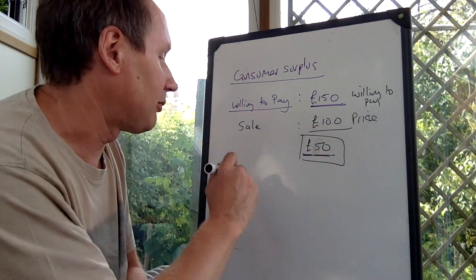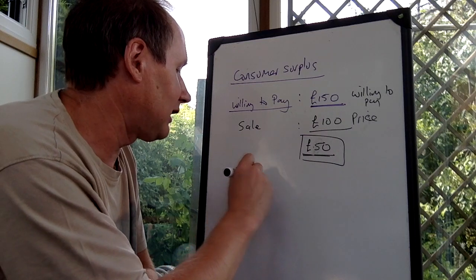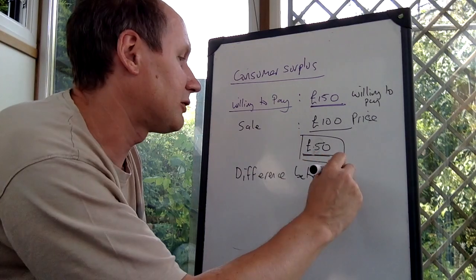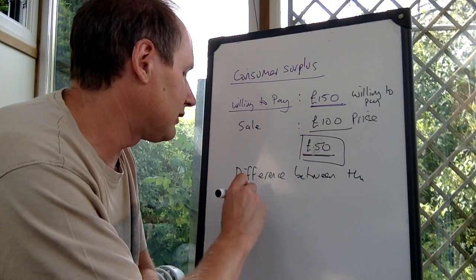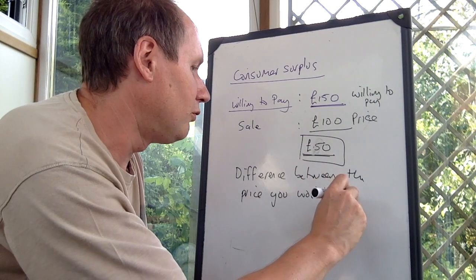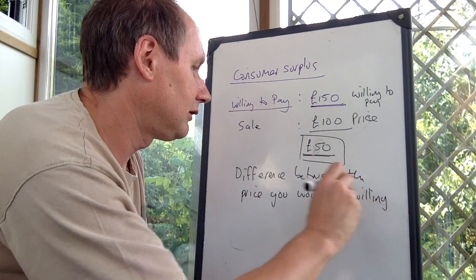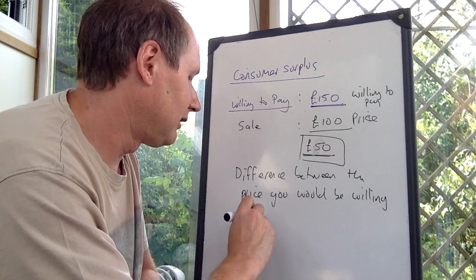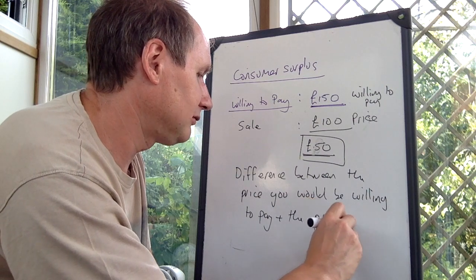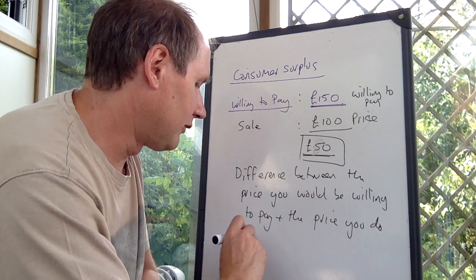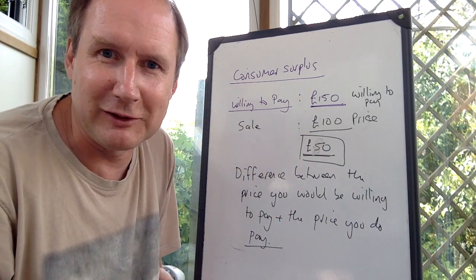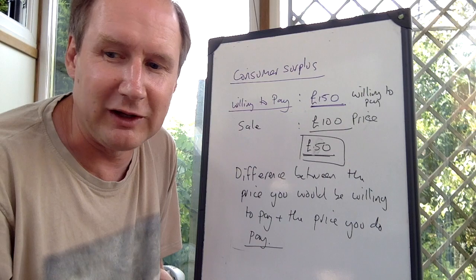And that's consumer surplus. Consumer surplus is defined as the difference between the price you would be willing to pay, so it's what you would have paid, and the price that you do pay. And obviously, consumer surplus is generally unlikely to be negative, on the basis that you're not going to pay a price that's higher than you're willing to.